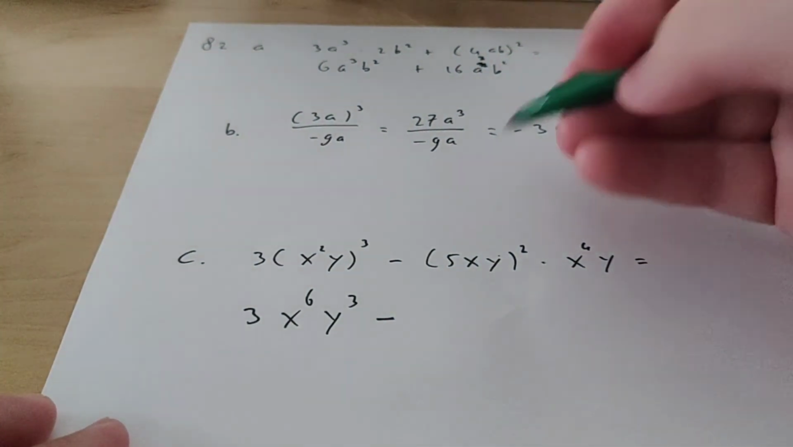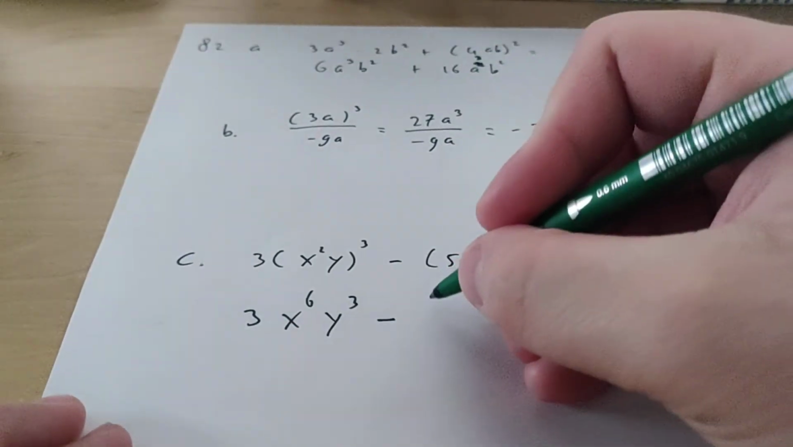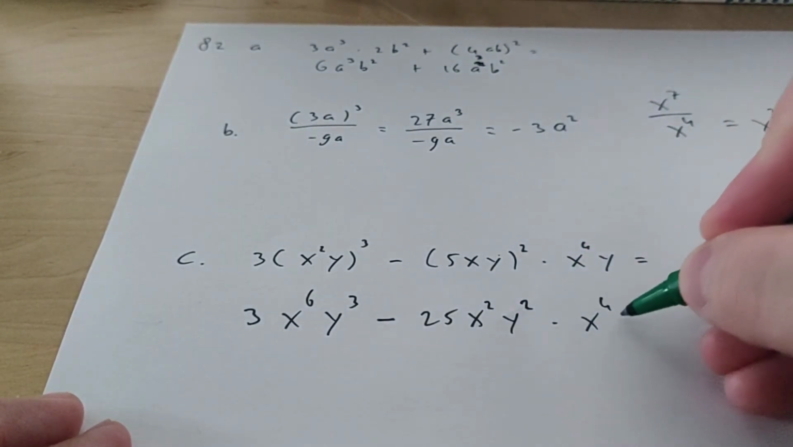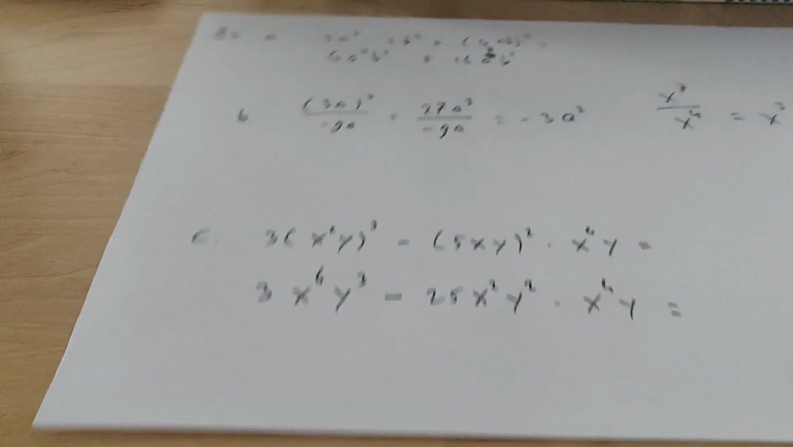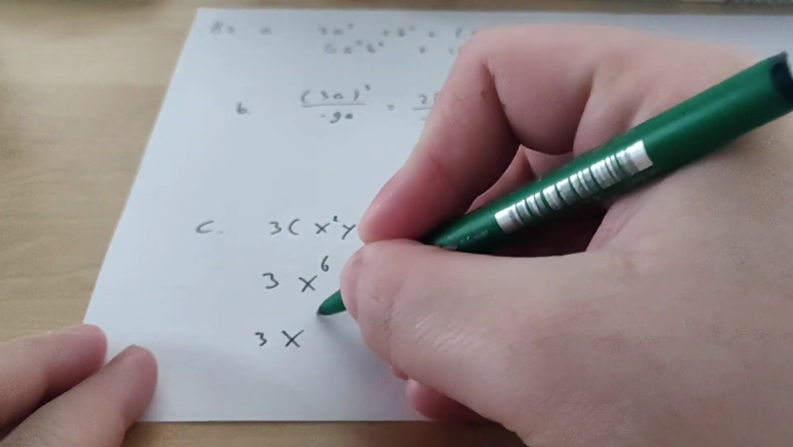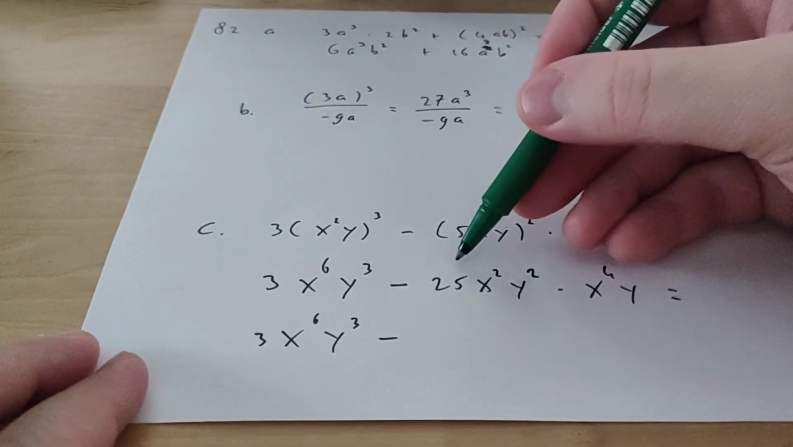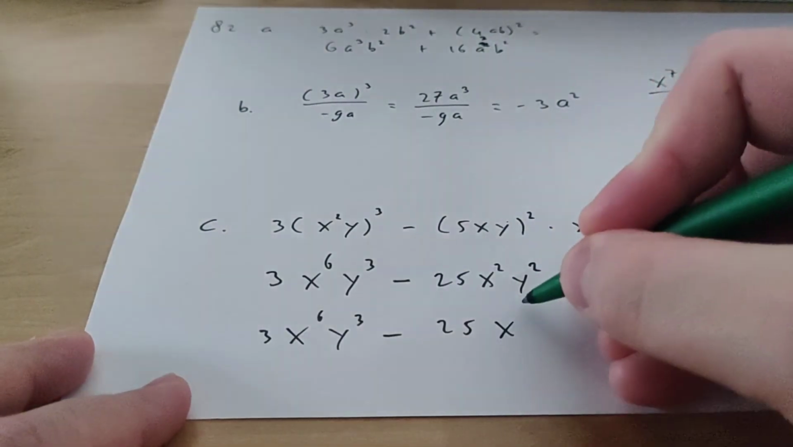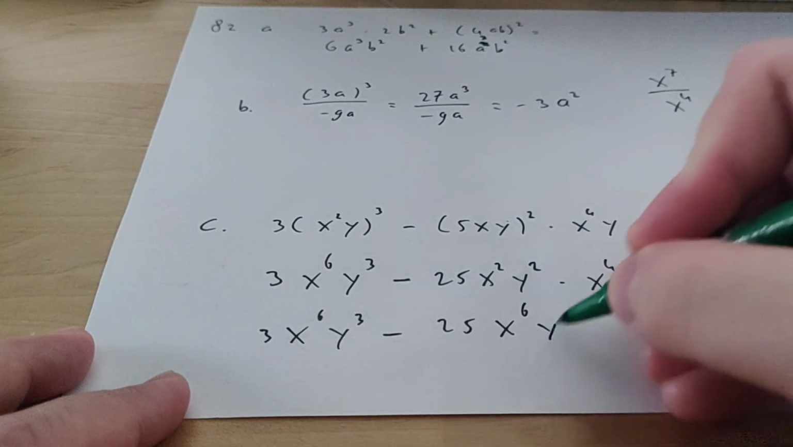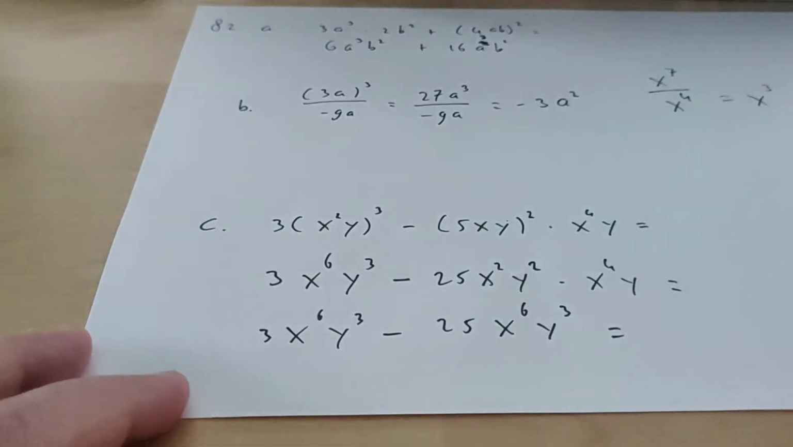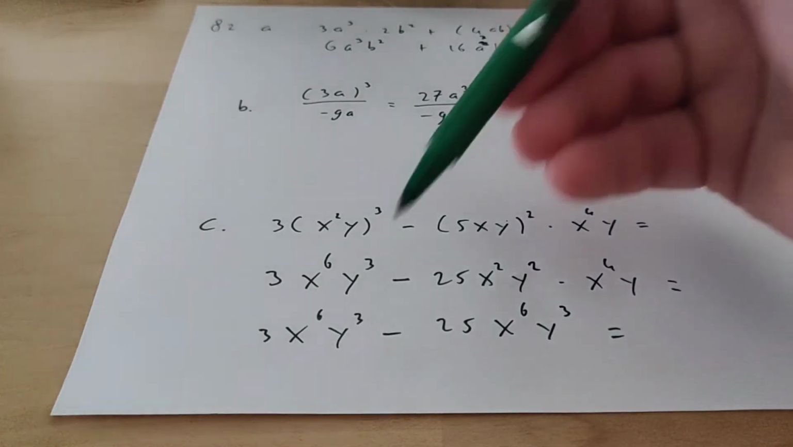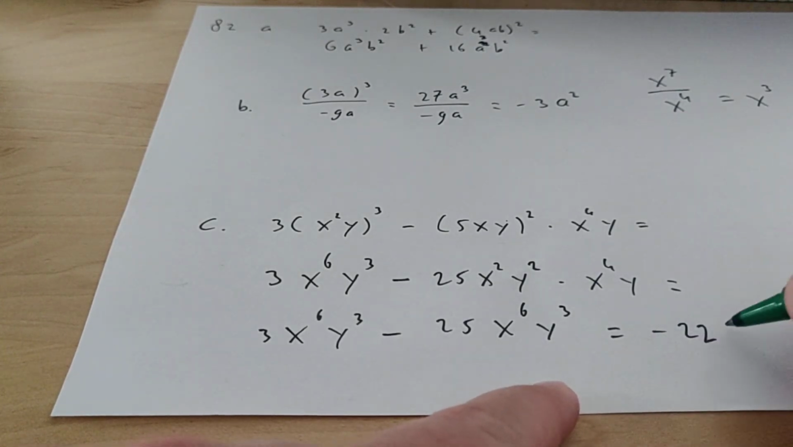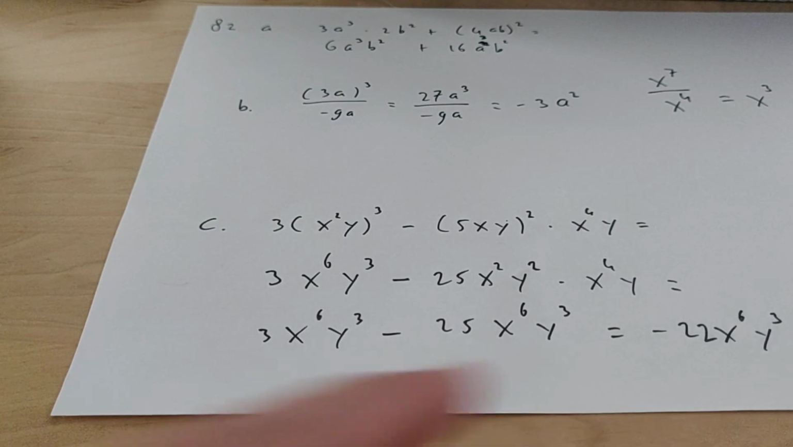Minus, and then here we have 5, it is in the bracket, so 5 squared is 25, and then we have x squared, y squared, times x to the power of 4y. So now we have to do times, so we're going to just copy what it says over here. And then the 25 times 1 is just 25. X squared times x to the power of 4 is x to the power of 6, and y squared times y is y to the power of 3. And then if you do 3 minus 25, we can now actually do that because the powers are all the same. So 3 minus 25 is minus 22. And then x to the power of 6, y to the power of 3.